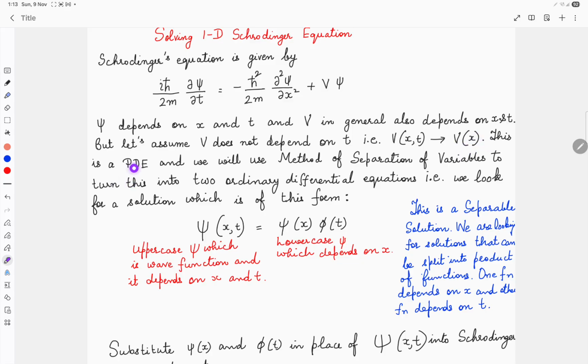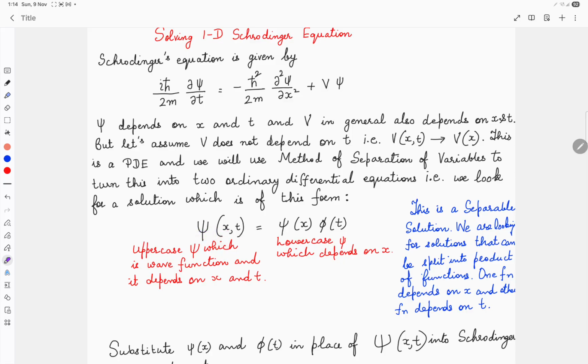Now in this case, this is a partial differential equation, and to solve the Schrodinger's equation, we will use the method of separation of variables. Now what is this method of separation of variables? This is the partial differential equation. We will turn this partial differential equation into two ordinary differential equations. That is, we look for a solution which is of this form.